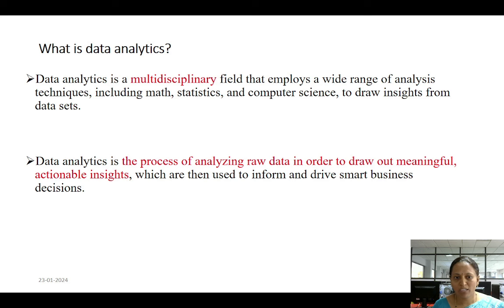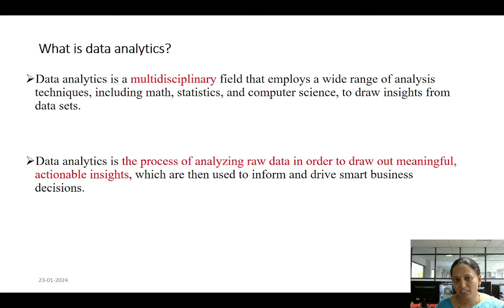So today we will be dealing with this particular course: what is data analytics. Data analytics is a multidisciplinary field that employs a wide range of analysis techniques, including math, statistics, and computer science to draw insights from data sets. Mainly data analytics deals with the raw data. So the collection of data is a big task for data analytics.